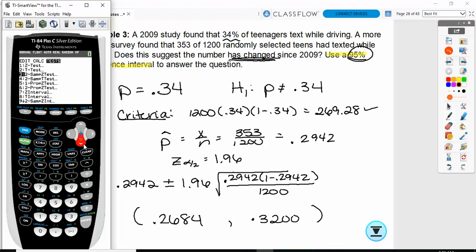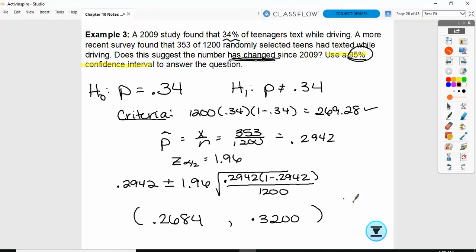So when I go through here, we know we're dealing with z's. We know we want an interval. So A, 1 proportion z interval. And then it's asking me questions we can answer. My x was 353, n 1,200, confidence level 0.95. And if we calculate, let me see that these two match. So unless I specifically said by hand, you could do it either way, calculator or by hand.